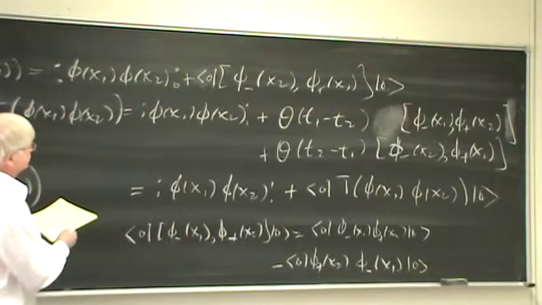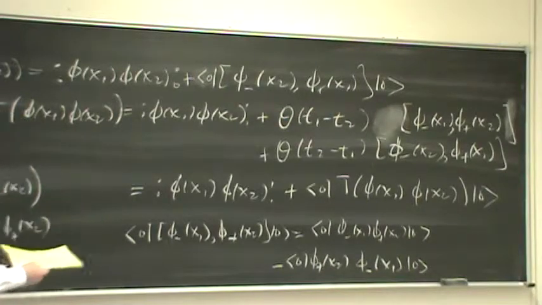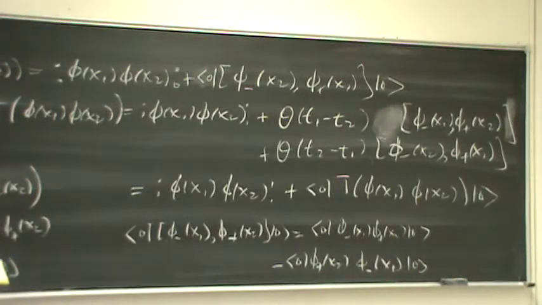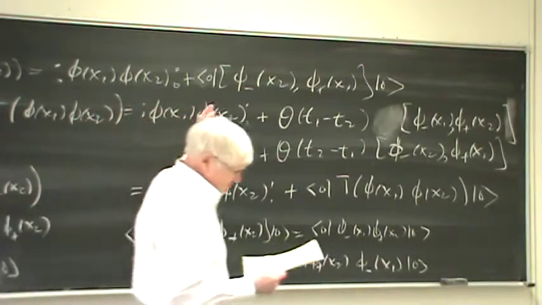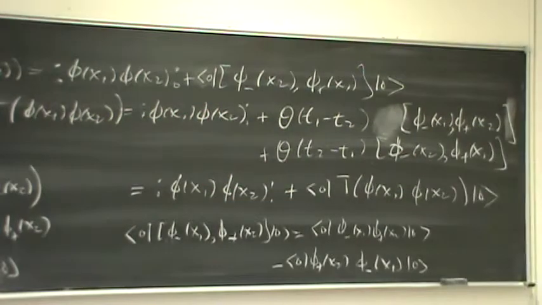on the left, we've got a time-ordered product, and on the right, in the vacuum, the normally ordered product goes away.